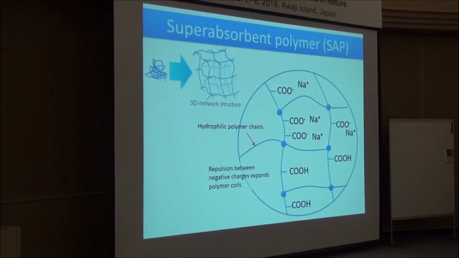The next example is the superabsorbent polymer, SAP. SAP absorbs 100 to 1,000 times as much water as its own weight to form a gel. SAP is composed of sodium polyacrylate, cross-linkable monomer, and polyacrylate, and it makes 3D network structures like this.